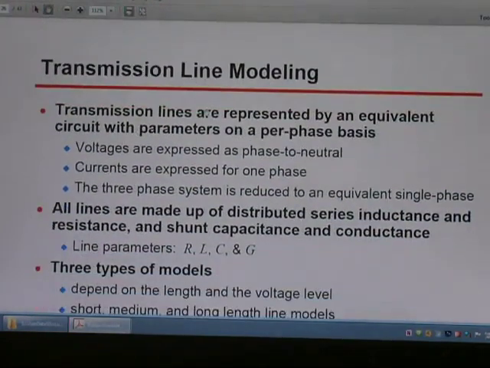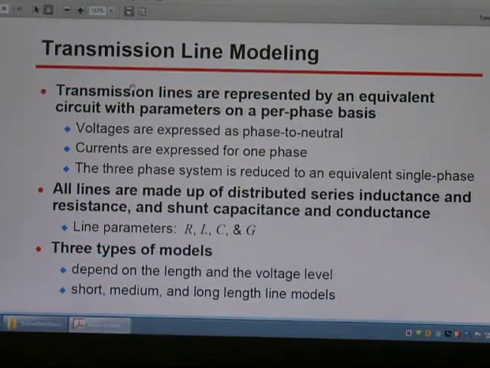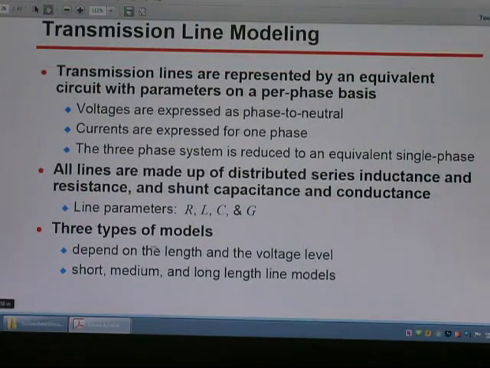Then we also model the transmission line. Transmission lines are represented by an equivalent circuit with parameters on a per-phase basis. Currents are expressed for one phase, and the three-phase system is reduced to an equivalent single-phase circuit. All lines are made up of distributed series inductance and resistance, and shunt capacitance. Line parameters and the type of model depend on the length of the line: short line, medium line, long line.